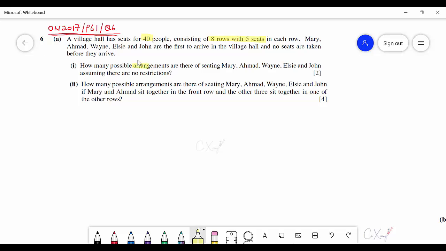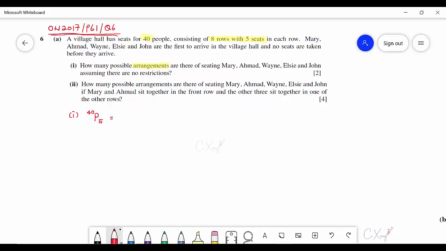First part of the question: how many possible arrangements? Again, highlight the word arrangement. That tells you that later when you solve this question, generally we are using the factorial or the permutation method, the nPr. How many possible arrangements are there of seating for these 5 persons if there are no restrictions? Usually for no-restriction questions, it will be very simple and straightforward. You are going to arrange 5 persons into 40 empty seats. So 5 persons into 40 empty seats will be 40P5.